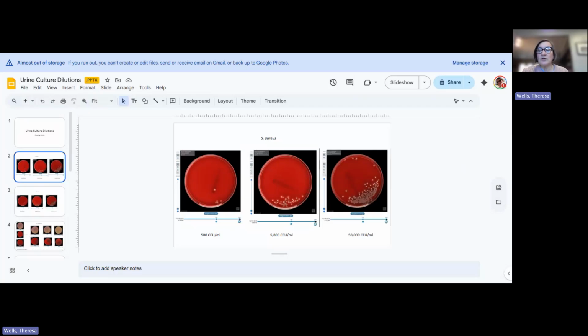Then of course, if you look all the way to the right, this has approximately 580 colonies. So now that's going to be significant no matter what the volume is. If it's a 10 microliter loop, it's 58,000 CFU per mL. If it's a 1 microliter loop, it's 580,000 CFU per mL. So each one of these represents a different quantity.